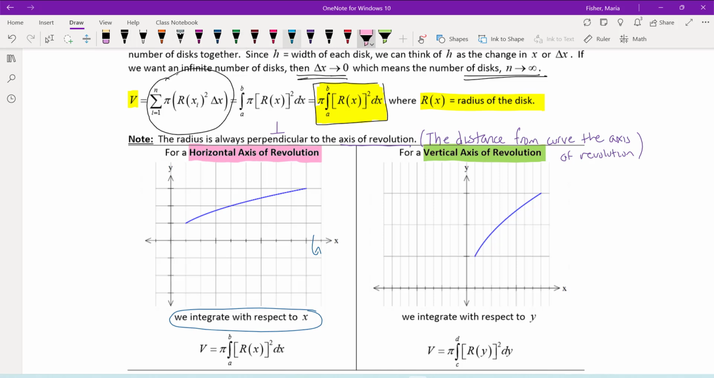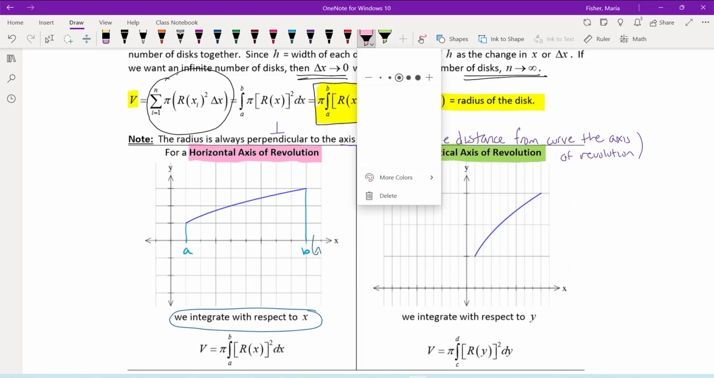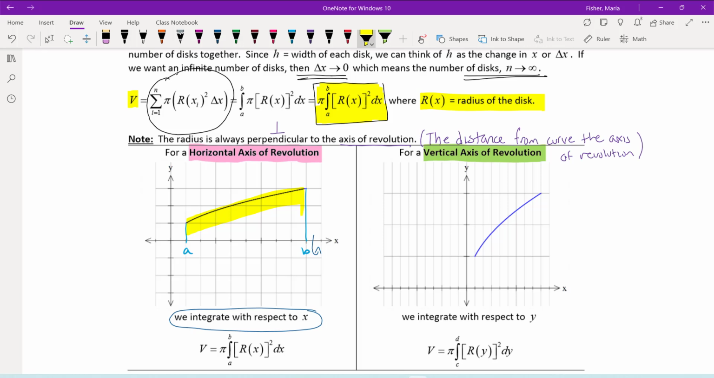So if we were to draw the same region we had before, this region right here from A to B, and we were to rotate this yellow region about the x-axis, the radius would be the distance from the curve to the axis of revolution, and that radius has to be perpendicular to the axis of revolution. This would be the radius, or r of x in this case.